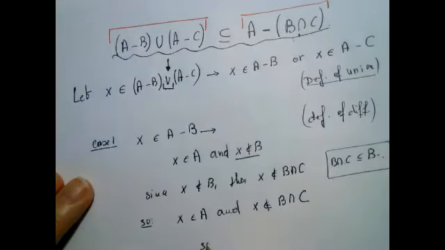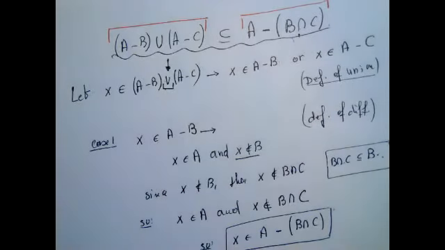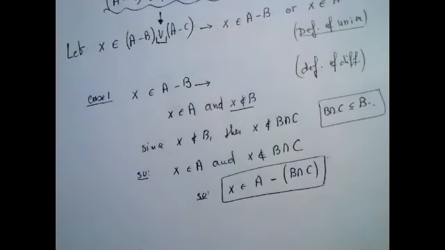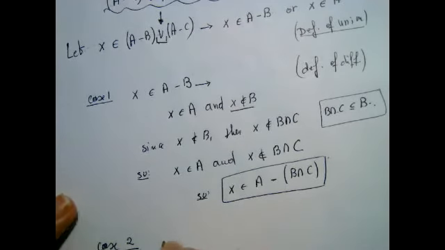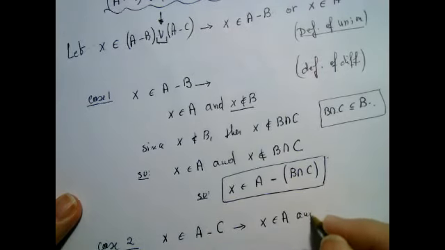So by definition of difference, it is in A minus (B intersect C). I have my first case. Does that make sense? And then the other part is the same process. Case 2 is verbatim. Instead of C, I'm going to use B. It means X is in A and not in C.